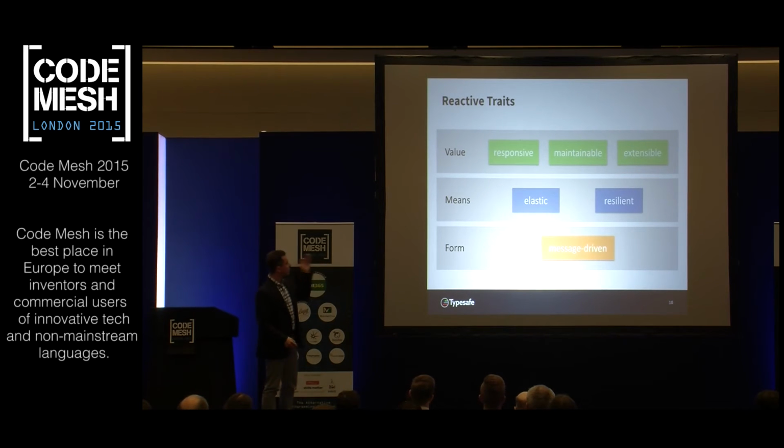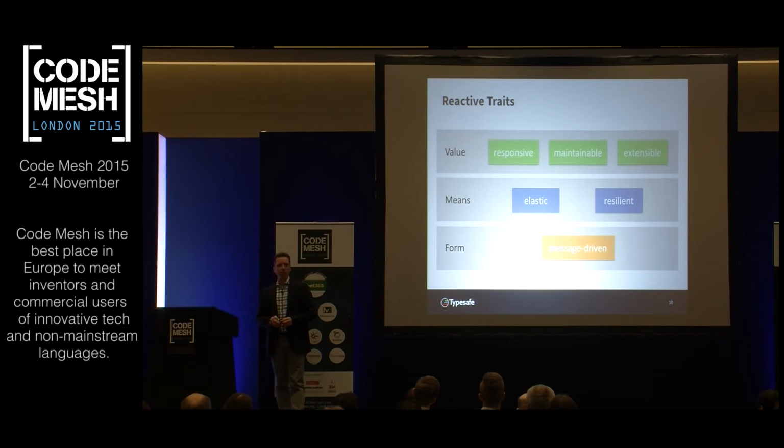So this is the summary of how I'd like to view what reactive is about. The values at the top row that I mentioned are not the only ones. You can find more. I think these are the most important ones, at least that I could identify so far. And we have these two pillars, elastic and resilient, and we need to think about the messaging that happens in our system. So far for an introduction.